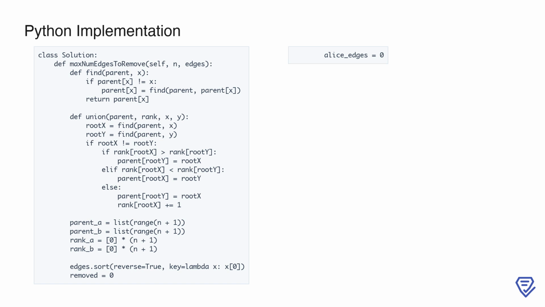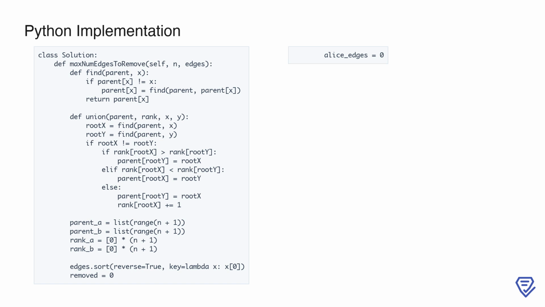The union function relies on the find operation to locate the roots of the sets being merged and uses the rank array to ensure that the tree remains balanced by attaching the smaller tree under the larger one. After defining these utility functions, we initialize the parent and rank arrays for both Alice and Bob, representing their individual graphs. These arrays are critical for tracking the connected components as we process the edges. We then sort the edges in descending order of type, ensuring that type 3 edges, which are shared by both Alice and Bob, are handled first.